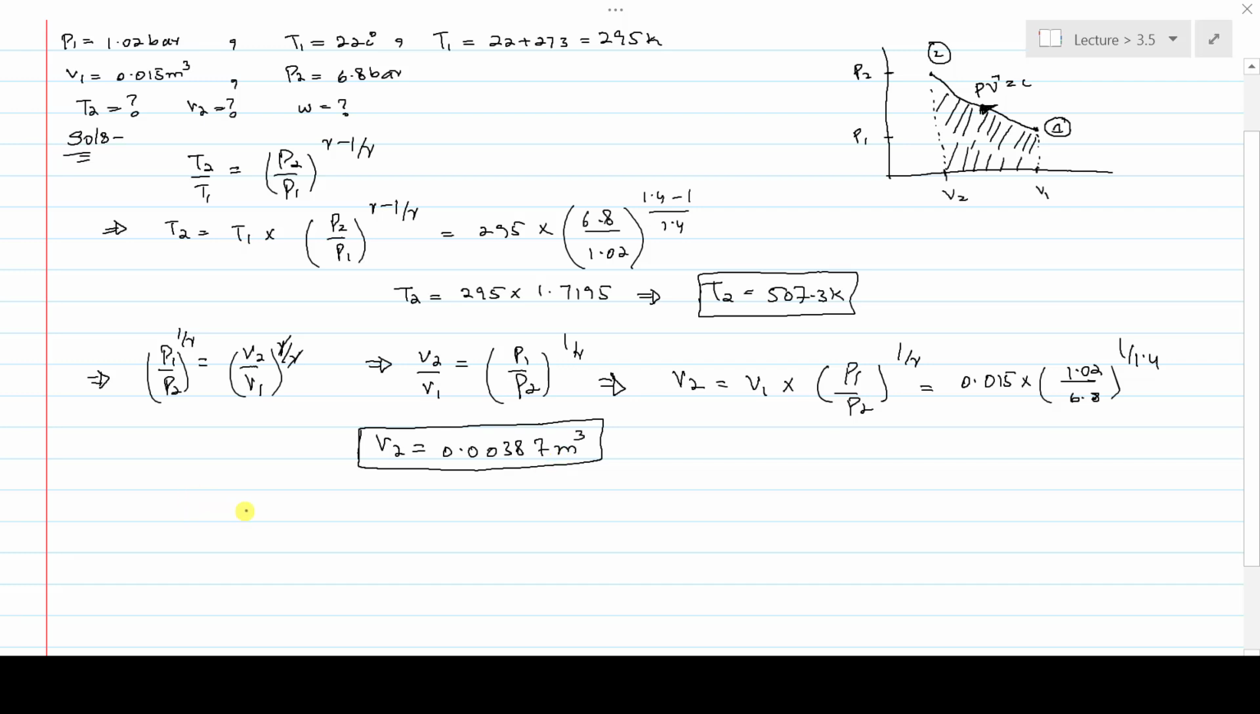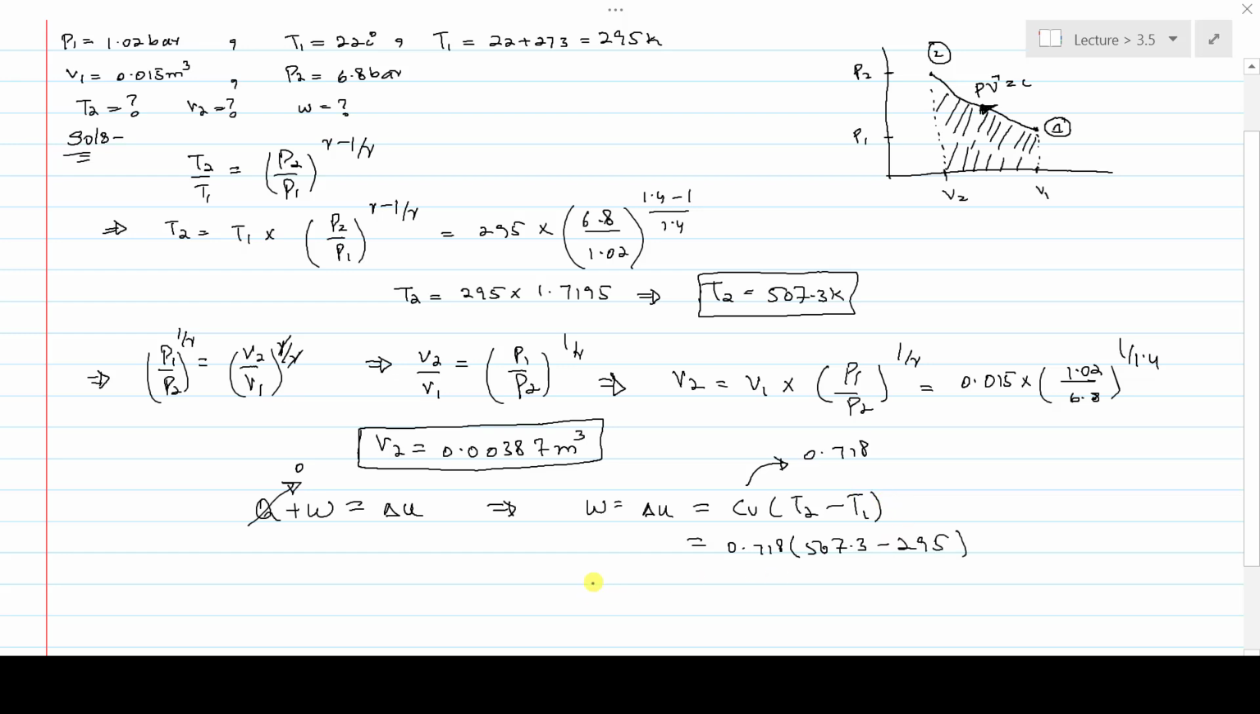Now from the first law of thermodynamics, heat plus work done is equal to change in internal energy. This is adiabatic compression, so the heat in or out of the system is 0. Then we can say that the work input is equal to change in internal energy, and it is equal to CV into change in temperature. What is the CV value? CV value for air is constant and it is equal to 0.718. Just simply put the values of CV and T2 and T1. T2 is 507.3 minus the T1 value given, that is 295 Kelvin.